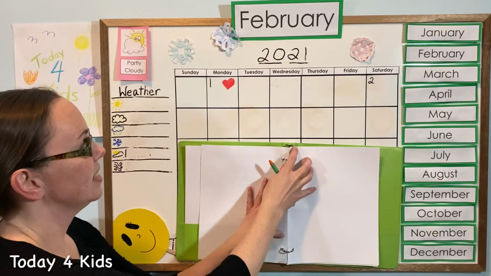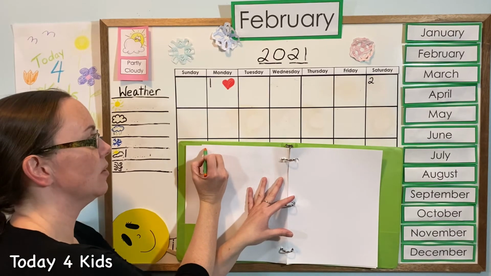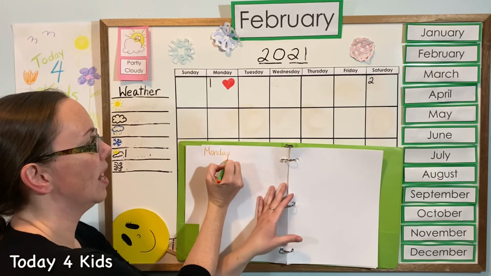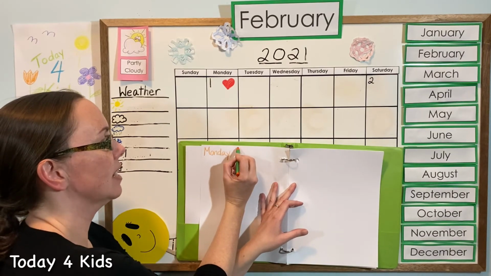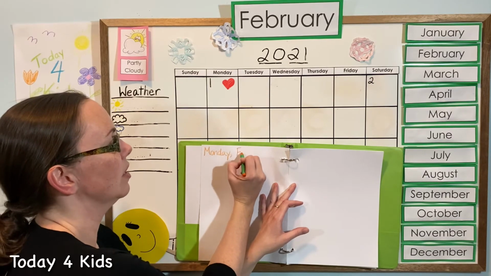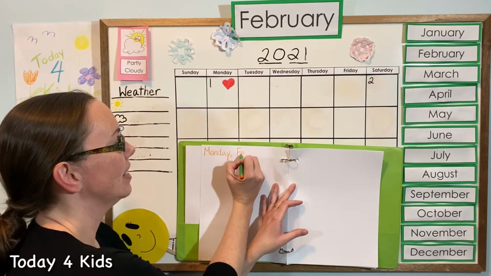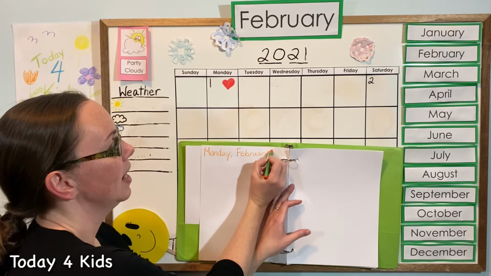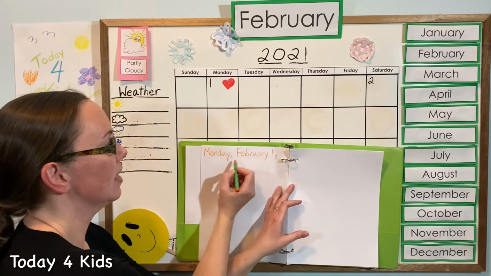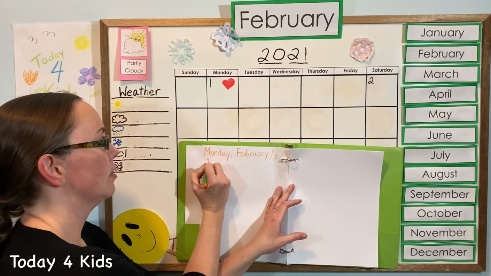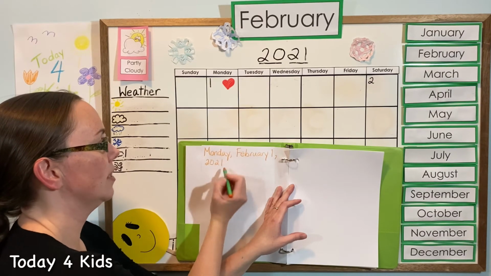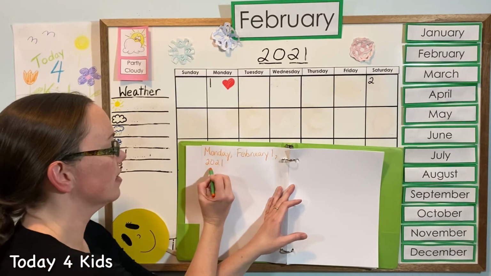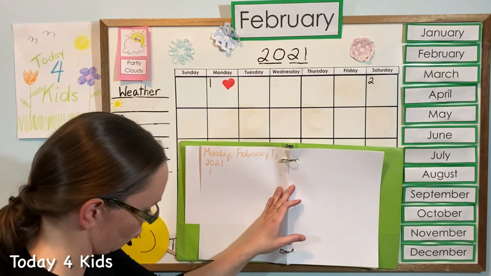And I'm going to write today's date. So we'll start with the day of the week. So capital M-O-N-D-A-Y, comma, and then the month of the year, capital F. Oh, I almost put January. F-E-B-R-U-A-R-Y, and then a 1, and then I'm going to put a comma, and I ran out of room, so I'm going to come down to the bottom here and put 2021. And then underneath here, I'm going to practice my numbers. But today is only 1, so I only need to practice the number 1. And then I'm going to draw my weather.